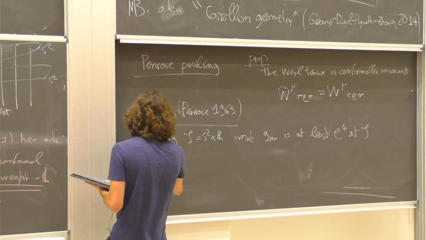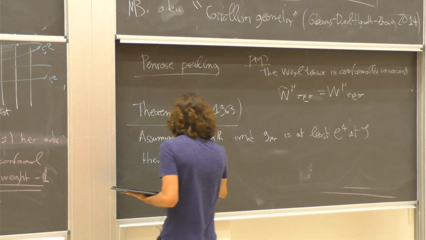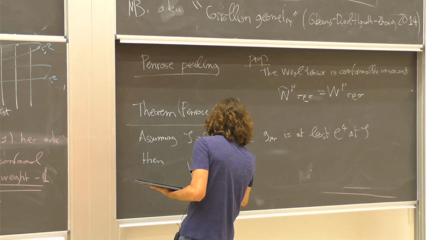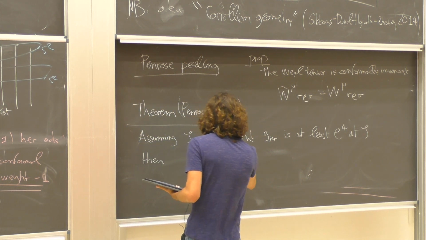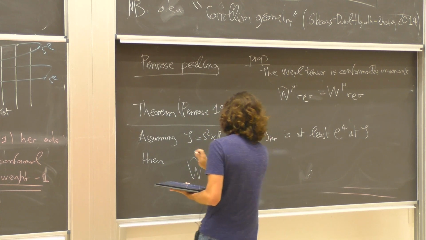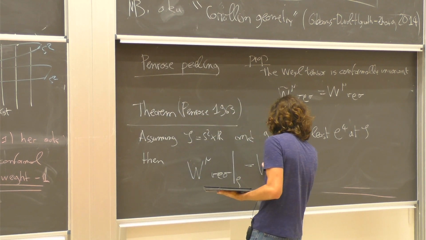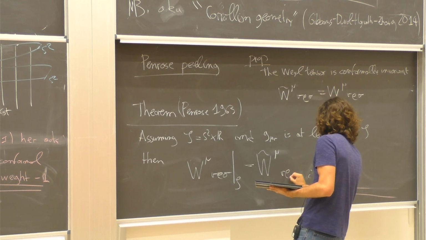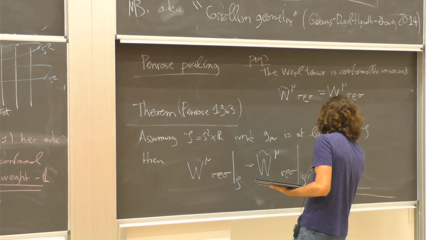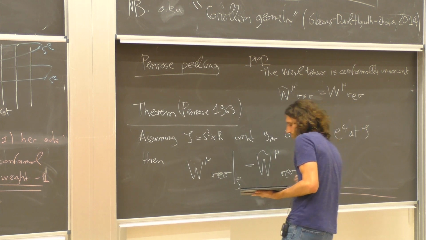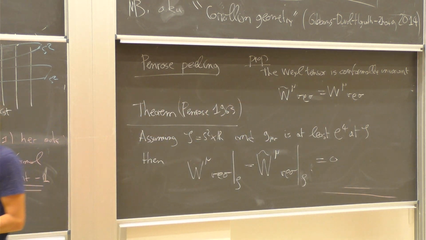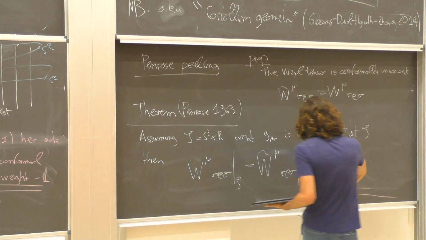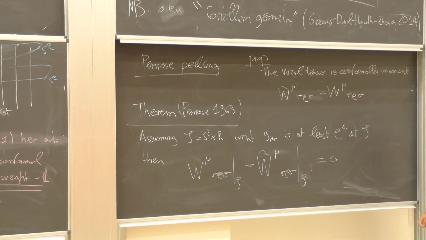Then the Weyl tensor evaluated at scri, so this is the Weyl of the unphysical metric, but by conformal invariance, it's also the Weyl of the physical metric. This is 0. This is what we call, I'm going to call this Penrose peeling. I think everybody would understand you if you say that this is Penrose peeling.